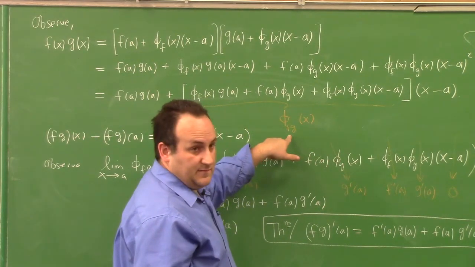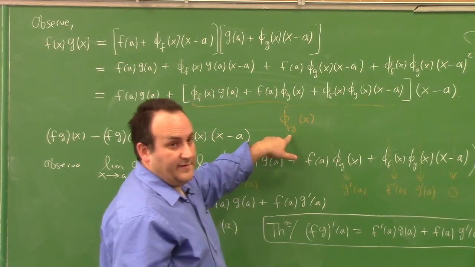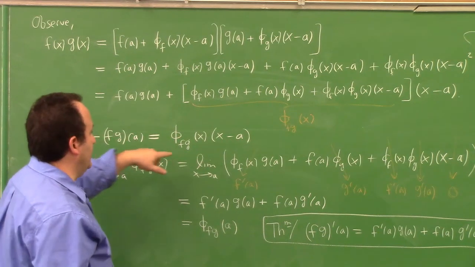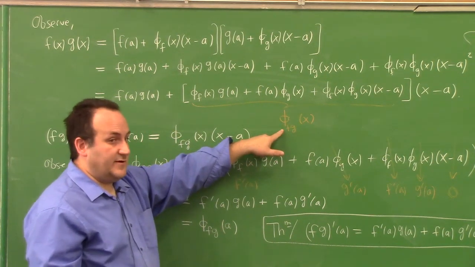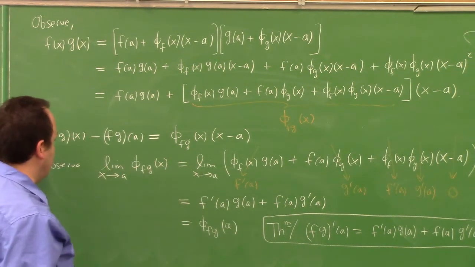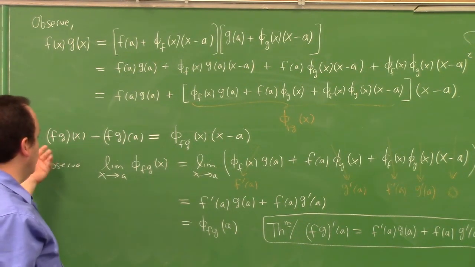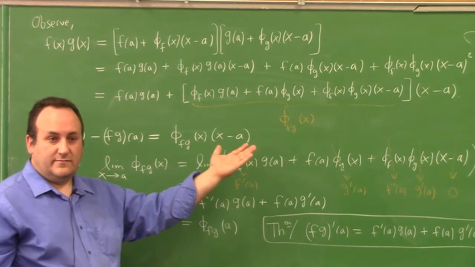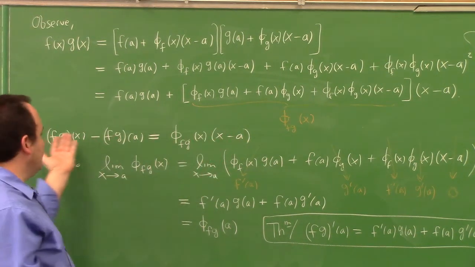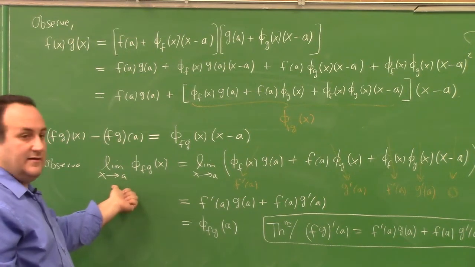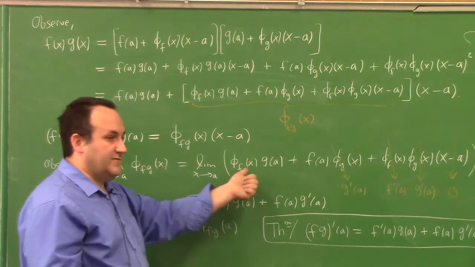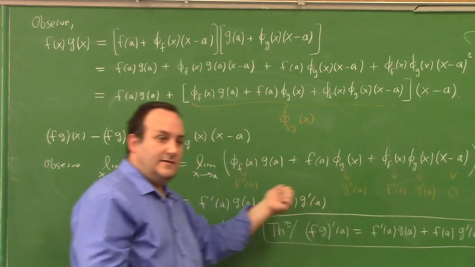I then had the insight to say, aha, whatever's there, that must be the phi function for the product function. In other words, this function, phi sub fg, satisfies properties 1 and 2 of the theorem of Caratheodory. It satisfies property 1 because of that identity, and it satisfied property 2 because when we took the limit as x goes to a, all of these different pieces limit out like we'd like.